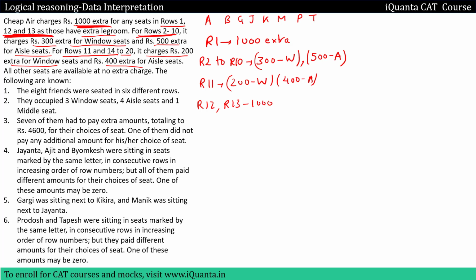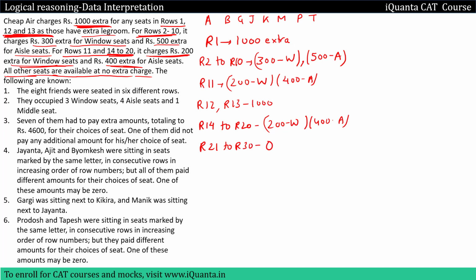So row 12, row 13, 1000 extra for legroom. Then comes row 14 to 20. We have similar conditions. So row 14 to row 20. How much? 200 extra for window seats, 400 extra for aisle seats. After that, since we had 30 rows, for 21 to 30 we have not been given anything, and we have been given that all other seats are available at no extra charge. So I can say that for row 21 to row 30 we'll have to pay 0 extra rupees.